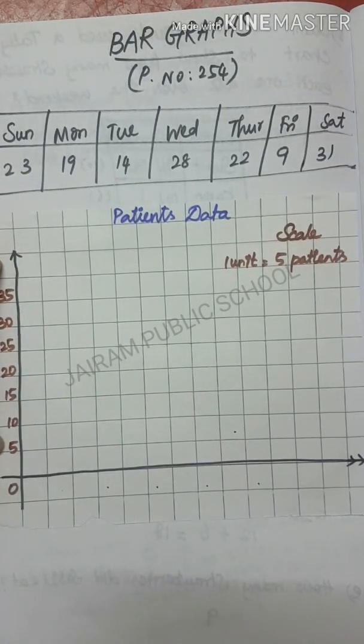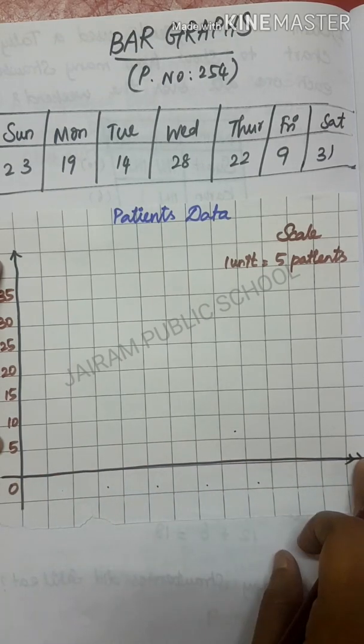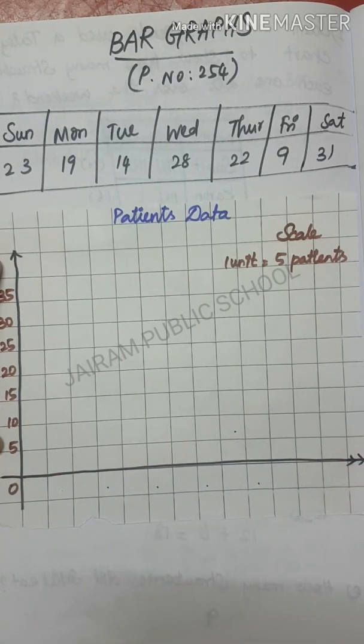Yes. So now step 4. Along the horizontal line, draw 7 bars for 7 days, because in the question we are taking 7 days, Sunday to Saturday. The bars should be of equal width and their height should show the number of patients.